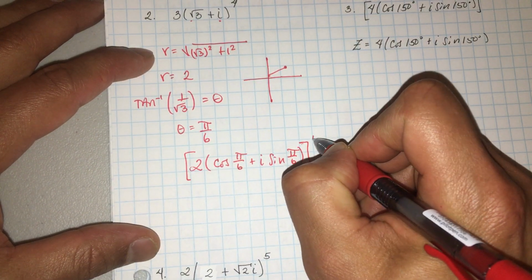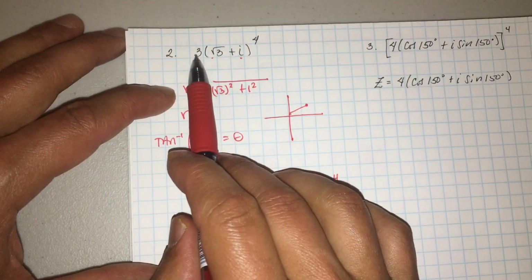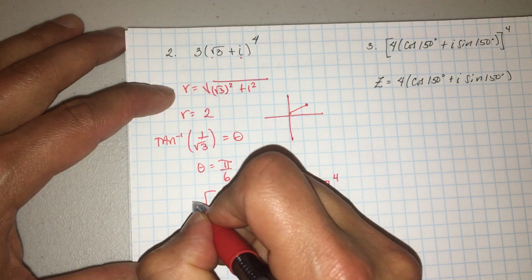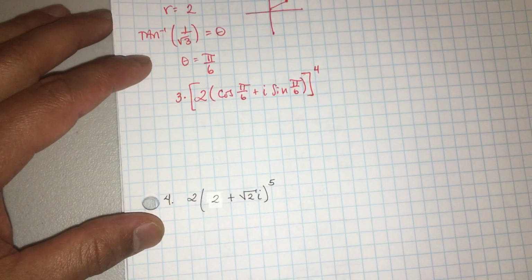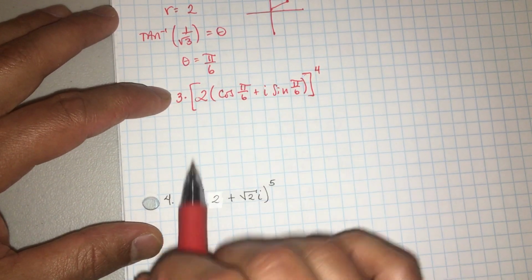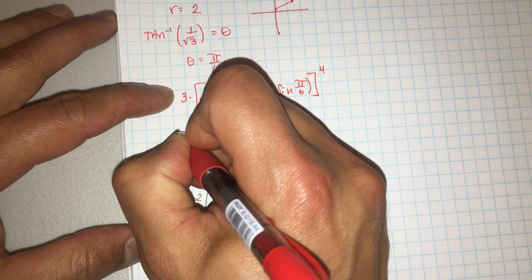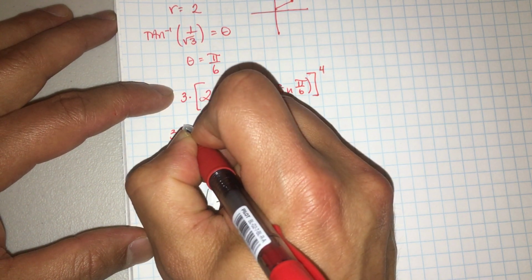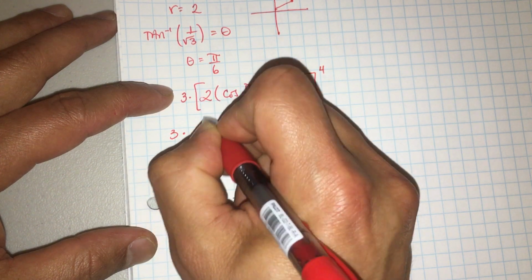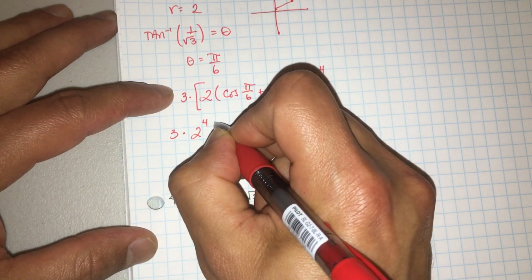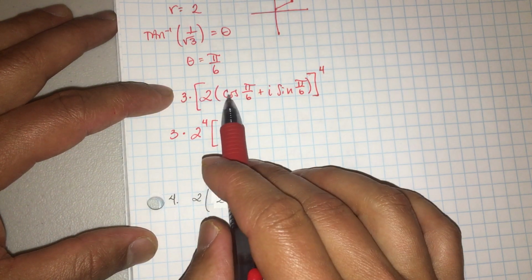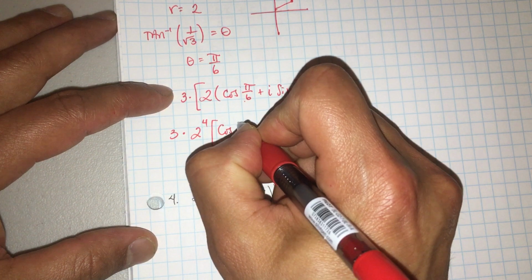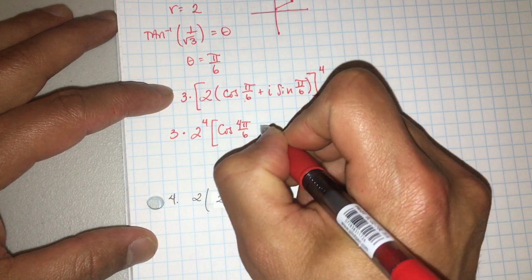Now, what about this 3 on the outside? All this 3 is doing is multiplying everything in here, so I'm just going to put it out here. Now I'll do the math for it. The 3 is on the outside, so it's going to be 2 to the 4th power, and then cosine of pi over 6, but we're going to take this 4, so it gives me 4 pi over 6. We're going to multiply that in.